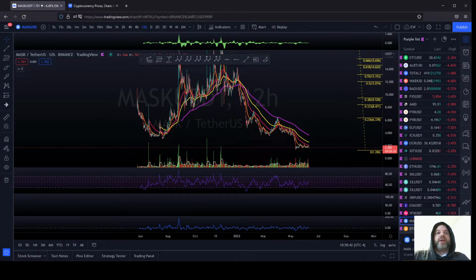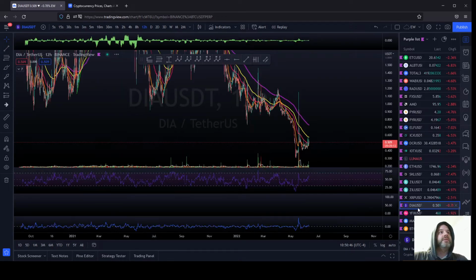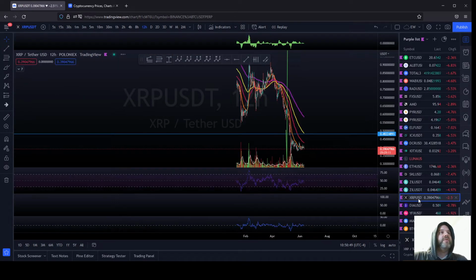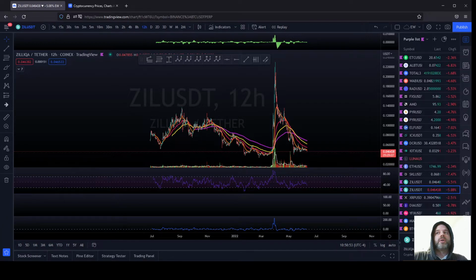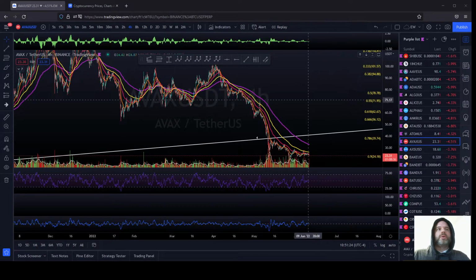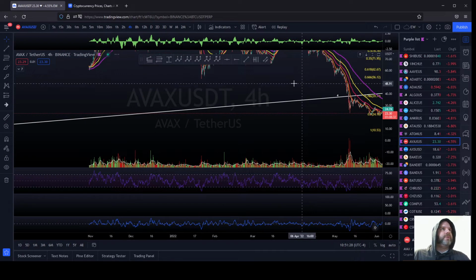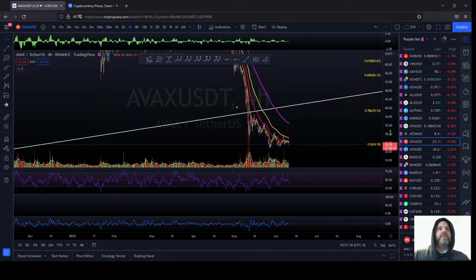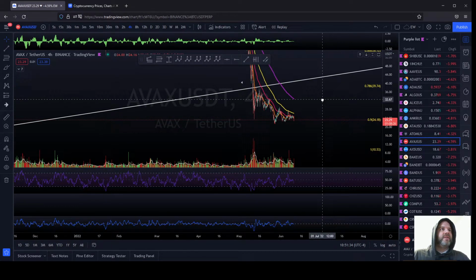Okay, so I'm just going to try to find a chart where I can illustrate that really quickly, easily. So I need something with nice waves. So I zoomed in here a bit. I'm just going to try to find something real quick. I've found it on AVAX. Alright.